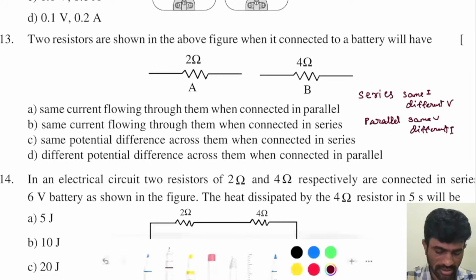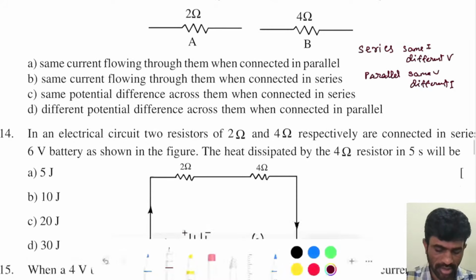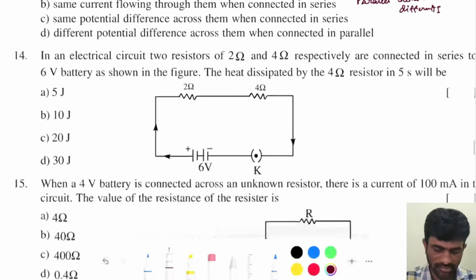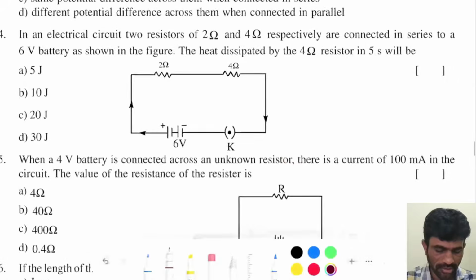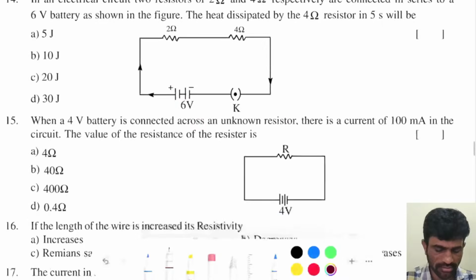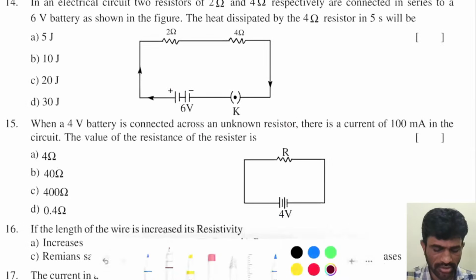We have that derivation, in that we follow how they are connected in series. Now here, question number 14. In an electric circuit, two resistors of 2 ohms and 4 ohms respectively are connected in series to a 6-volt battery. The heat dissipated by the 4 ohm resistor in 5 seconds will be. You have to find out the heat through 4 ohms. Time is given, 5 seconds.